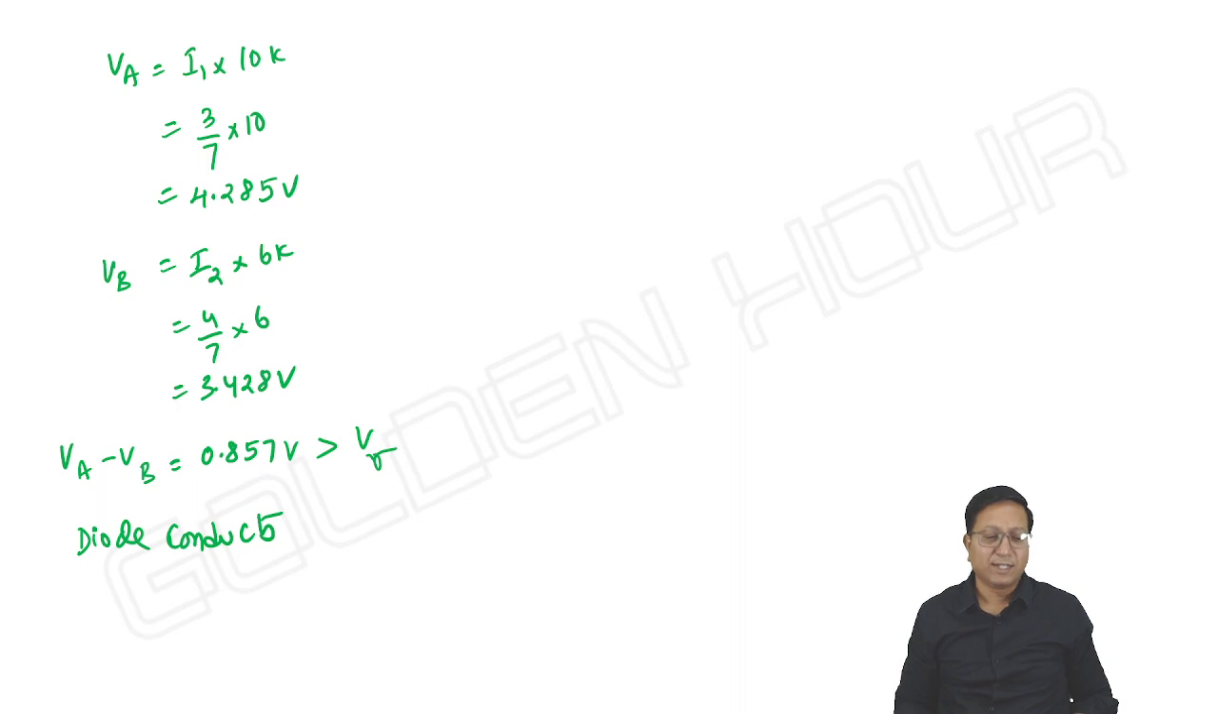After that, again using network analysis, we can find the current through the diode, right? Current division, voltage division, whatever may be the thing. Nodal analysis or loop equations, anything you can use to find the current, which I am not doing. That is left to the students. Okay. So this is the idea.